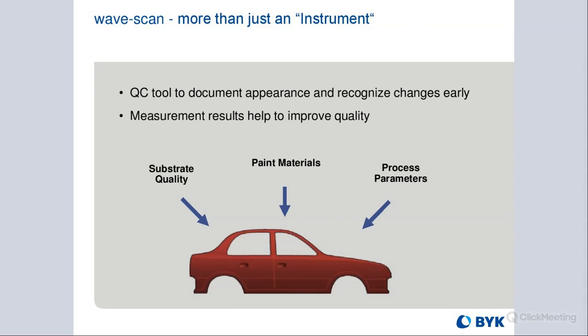So everything that can affect the surface coating, you can have substrate quality, paint materials, process parameters, and there's many, many things that are involved in all these different areas. So we want to use the wave scan as a QC tool to help either recognize these differences and to improve them.